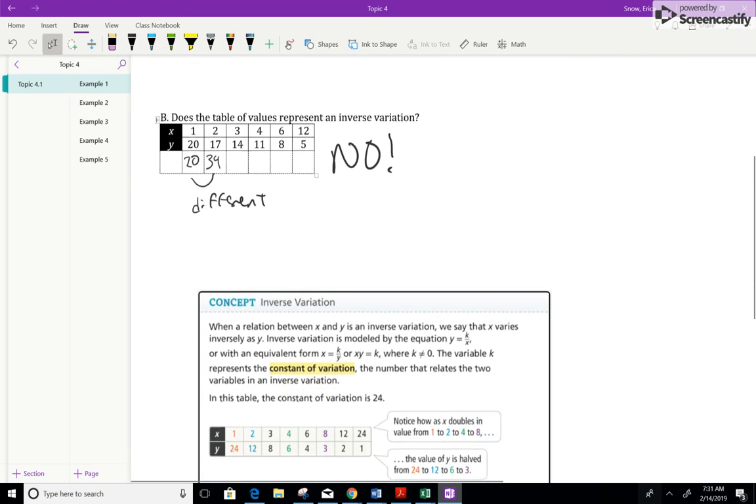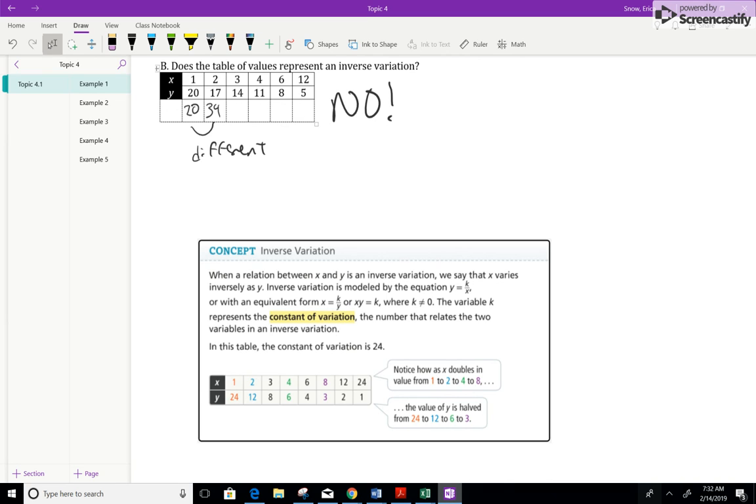Now let's look at how we represent inverse variation as an equation. Inverse variation is modeled by the equation y equals k over x. In this case, k is just a number, and it can be any number, but it's called the constant of variation. It can be 1, it can be 7, it can be 30, it can be anything.